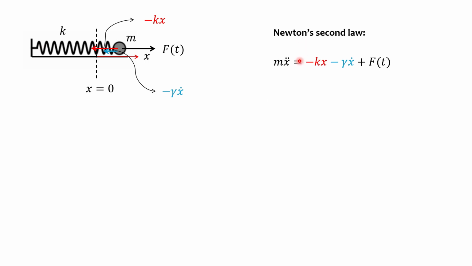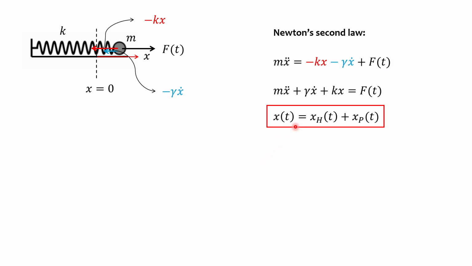Okay, as usual, what we need to do is solve the equation of motion. And Newton's second law can be written in this form. We have mass times acceleration equal to the net force acting on the system. The net force is the sum of all the forces, which includes the restoring force, damping force, and the driving force. Now, in general, the solution to this differential equation can be written as the sum of two parts, the so-called homogeneous part and the particular part.